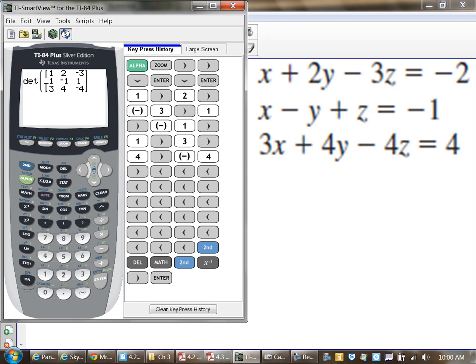Wait, how did you get the determinant? Second matrix, and move it over one spot. Okay? Hit enter. Determinant, second matrix. Move it over one spot to the right, and hit enter. You see it? Second matrix, move it over to the right one. Now hit enter. There's your determinant, -7. Everybody get -7? Yes, sir.